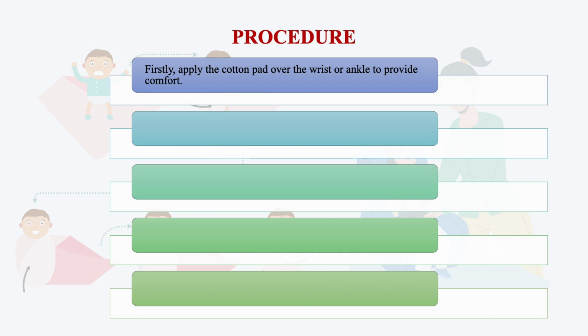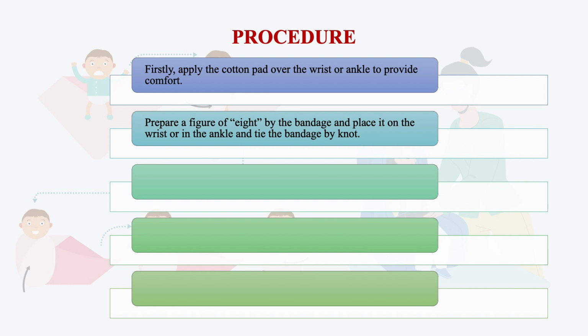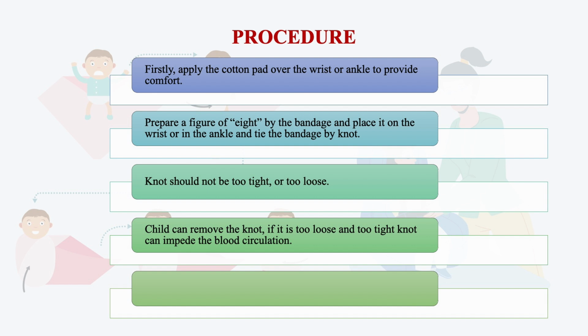Firstly, apply the cotton pad over the wrist or ankle to provide comfort. Prepare a figure of 8 by the bandage and place it on the wrist or in the ankle and tie the bandage by knot. Knot should not be too tight or too loose. Child can remove the knot if it is too loose, and too tight knot can impede with the blood circulation. The fingers and toes should be checked for discoloration or any skin rashes.